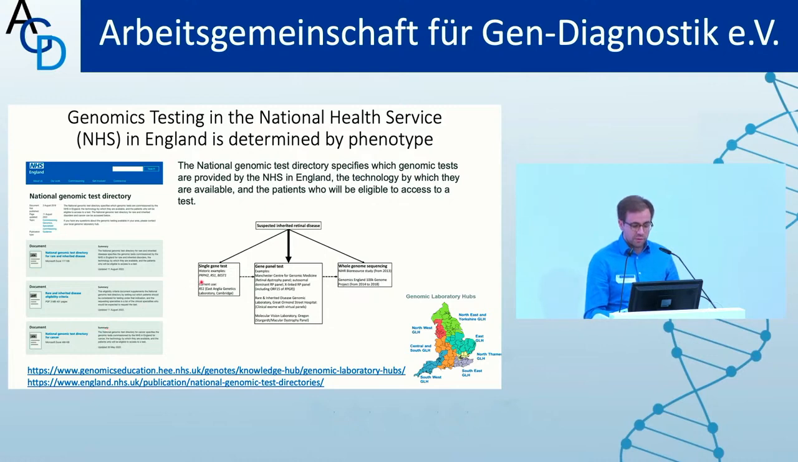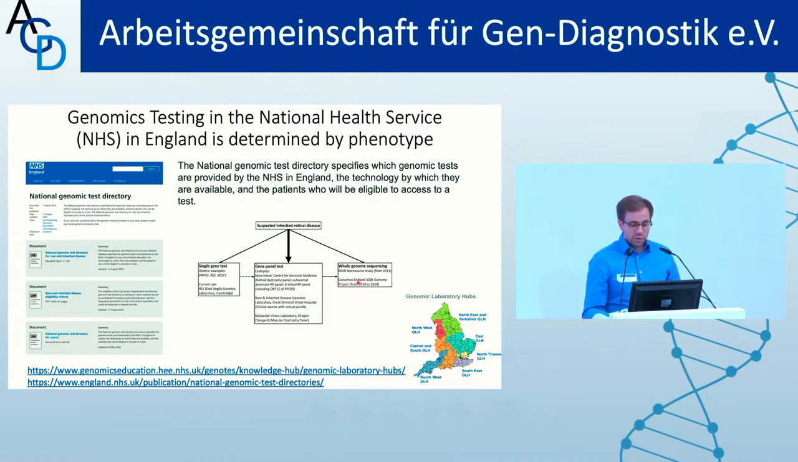So it can be either a single gene test, gene panel, or whole genome. It's moving much more now to whole genome, but for some conditions, gene panel is still offered. And just for your interest, the genetic testing happens across these genomic laboratory hubs. That's how the England region is split. There are 7 hubs in total.